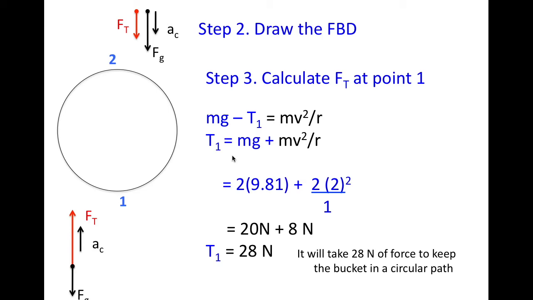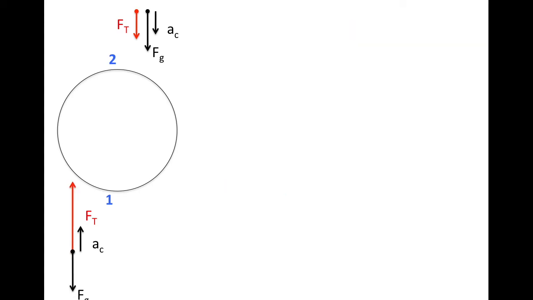This means that it's going to take 28 newtons of force to keep that bucket in a circular path. If it doesn't have 28 newtons, then the bucket will lose the water that's inside of it. It will not be able to keep itself in that circular motion.